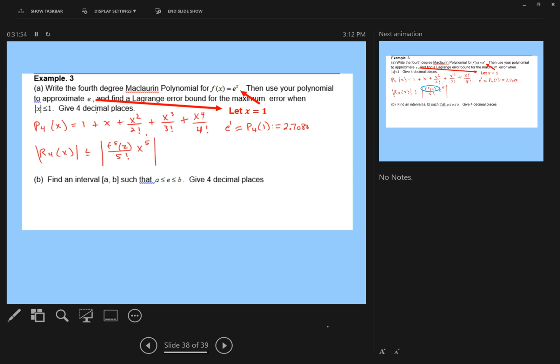Ours doesn't say Maclaurin. Pardon me? Ours doesn't say Maclaurin. What does it say? It says Taylor. But does it say where it is centered? No. Huh. Okay, well, it's Maclaurin, because if they didn't tell you Maclaurin, they would have to tell you where it's centered. Right?